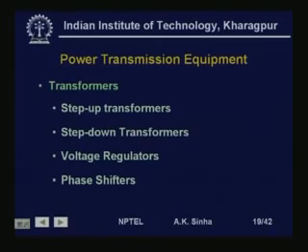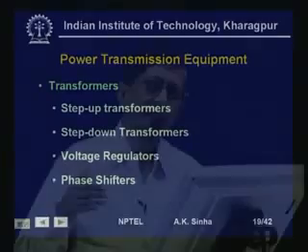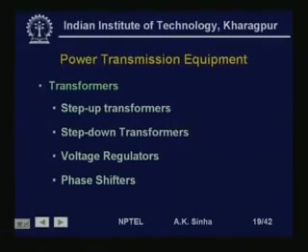Now, what are the various equipments used in transmission systems? We have step-up transformers. As we have already seen, the power is generated at somewhat lower voltage between 11 to 30 kV. We need to step it up to a much higher voltage for transmitting this power. So, we need step-up transformers. Again, at the load end, we need to reduce this voltage because the consumption will be at much lower voltage. So, we need step-down transformers. We need voltage regulators to try and maintain the voltage at the various points in the system. We sometimes use phase shifters to try and control the real power flow through the transmission lines.